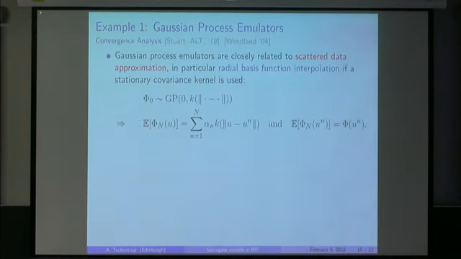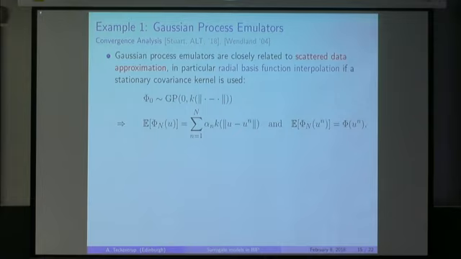The way that we do it is that we use a lot of results from scattered data approximation or radial basis function interpolation. Okay. So you can show that these Gaussian process emulators are very closely related to scattered data approximation. In particular, if the covariance kernel k that you use to construct the Gaussian process emulator is stationary, then it's very closely related to radial basis function interpolation.